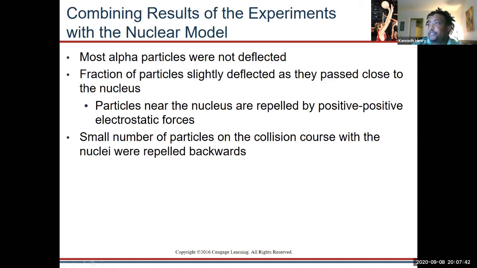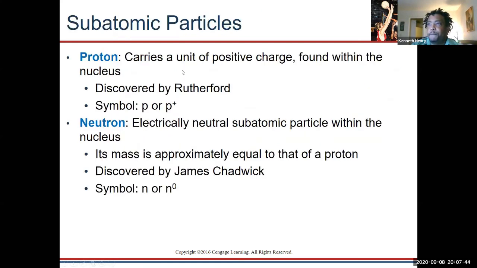They further discovered that you had protons. Protons are positive and they're found in the nucleus. We also talked about neutrons. Neutrons are neutrally charged, and James Chadwick discovered that. They also determined that they were approximately the same weight, so a proton weighs about the same as a neutron. Together, your protons and neutrons make up your atomic mass.